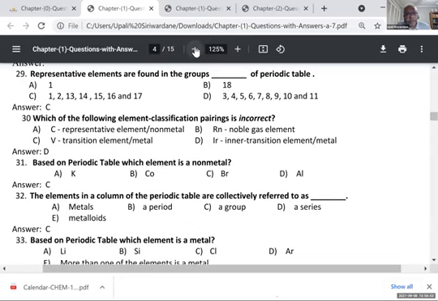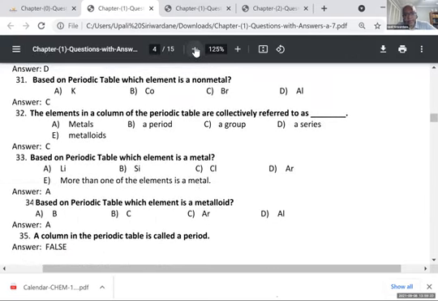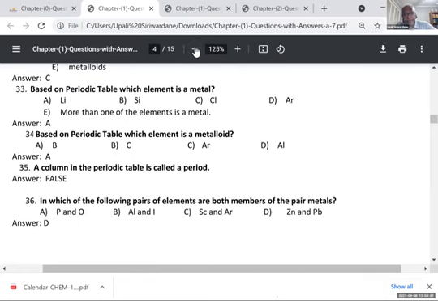Number 30. Based on the periodic table, which element is a non-metal? The non-metal is bromine here. All the others are metals: aluminum, cobalt, and potassium. Number 33. Based on the periodic table, which is a metal? Lithium is a metal. Silicon is a metalloid. Chlorine is a non-metal. Argon is on the non-metal side also.